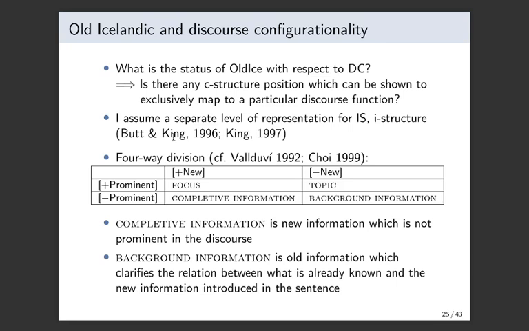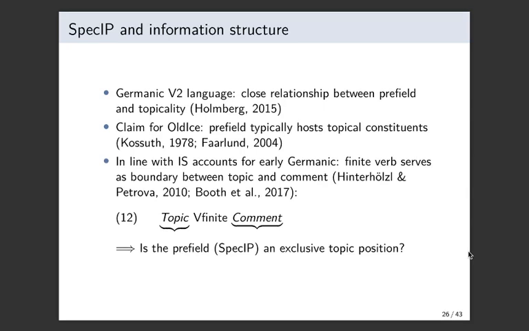As I've mentioned, I'm assuming a separate level for representation of information structure, that is I-structure. And I'm navigating the notorious minefield of IS terminology in terms of a four-way division shown here in the table. I won't have too much to say about completive information and background information today, and we'll mostly be talking about focus and topic. Okay, so let's look at spec IP first to see if we've got any evidence of DC there.